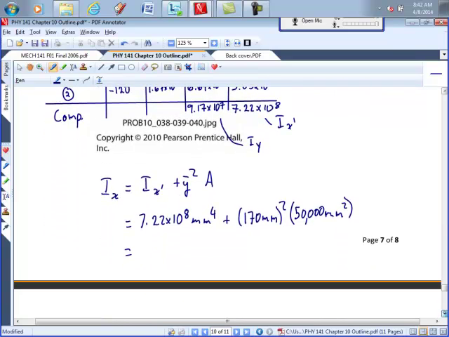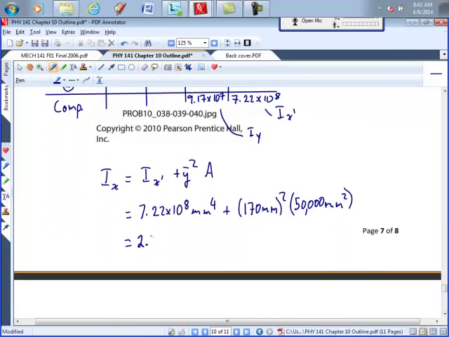That's what I have as well. 2.17 times 10 to the 9th millimeters to the 4th.